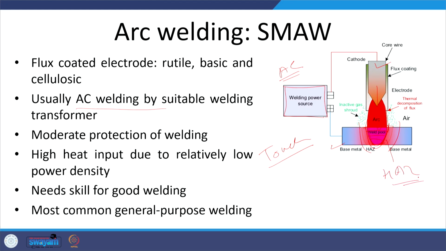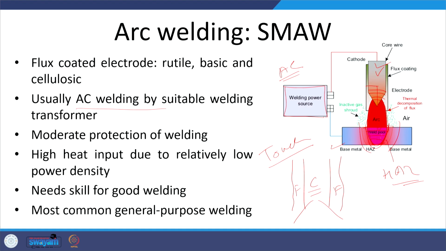Okay. A part of the heat is also used for melting the electrode core wire, because the electrode has two components: one is the flux and the other is the core wire. The flux is all around the core wire. So when the heat is generated by the arc, basically the arc is struck between the core wire and the base metal, both of which are metallic.